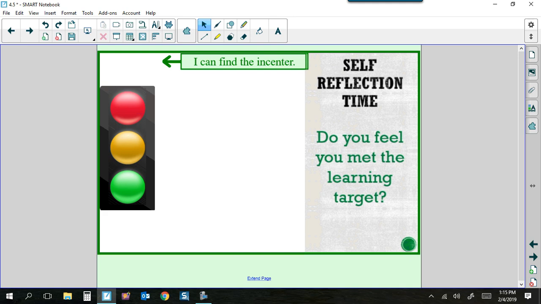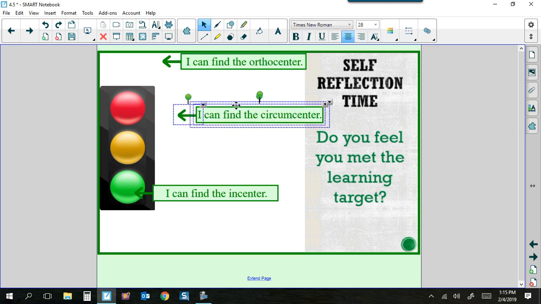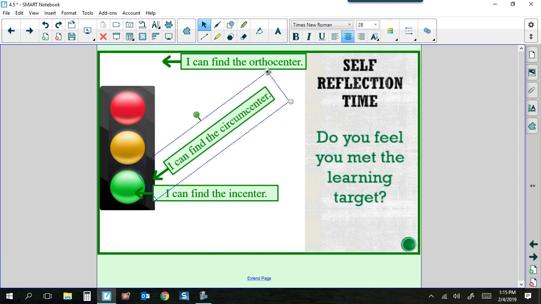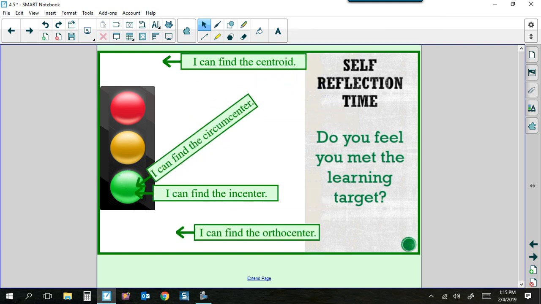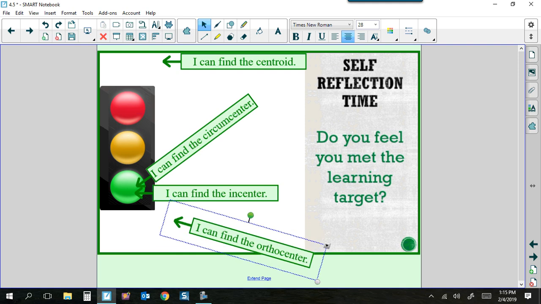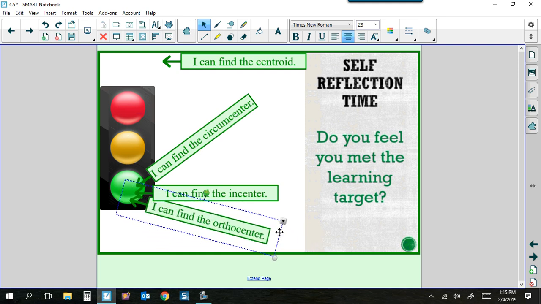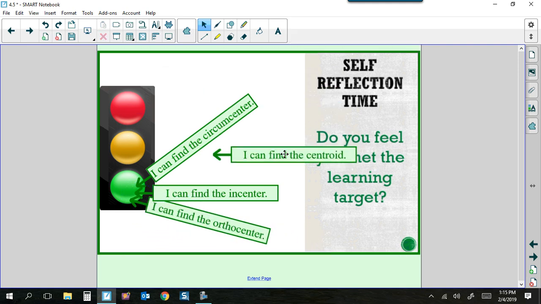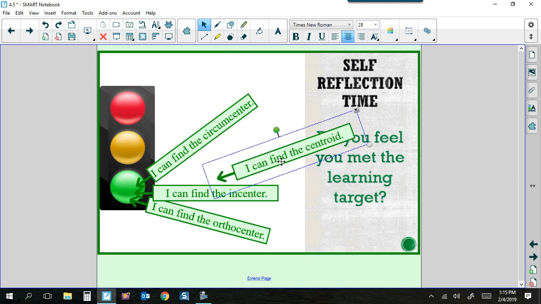Hopefully you guys feel confident in constructing your angle bisectors to find your incenter. Constructing your perpendicular bisectors will create your circumcenter. Constructing your perpendicular lines creates your orthocenter. And then again, finding your midpoint through the perpendicular bisector construction finds your centroid.